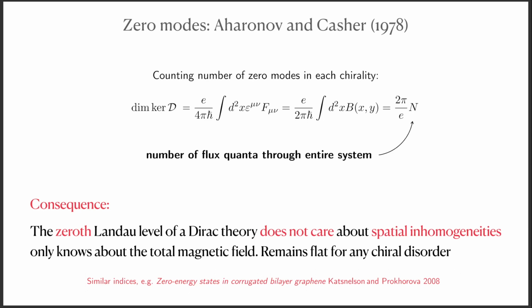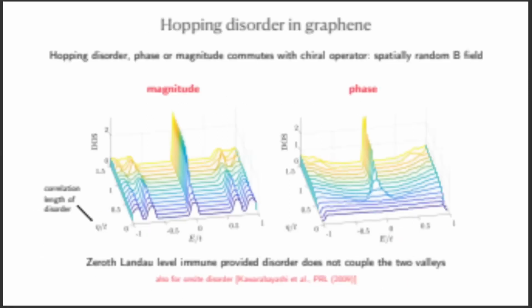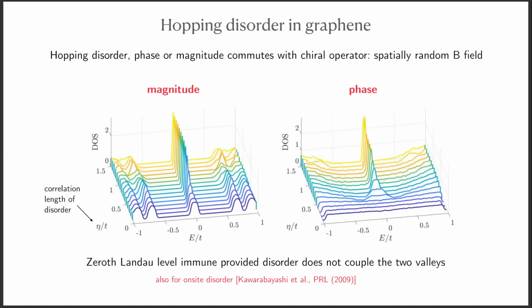But what is really interesting is that it doesn't matter where you put the magnetic field. It doesn't matter if it's homogeneous, a constant magnetic field. It can be all the magnetic field through a single plaquette. The number of zero modes is given by the total number of flux quanta that you have. Okay, so what this means is that you can make the field completely random, and you still have a Landau level which is perfectly flat and perfectly at zero energy, and it really doesn't care much about any spatially homogeneous magnetic field.